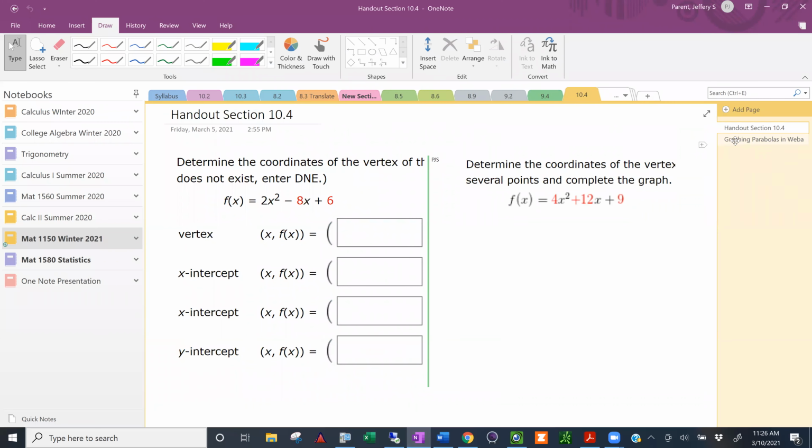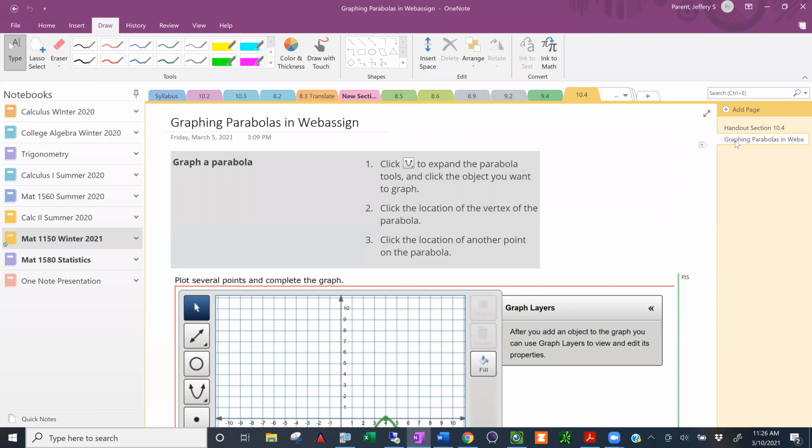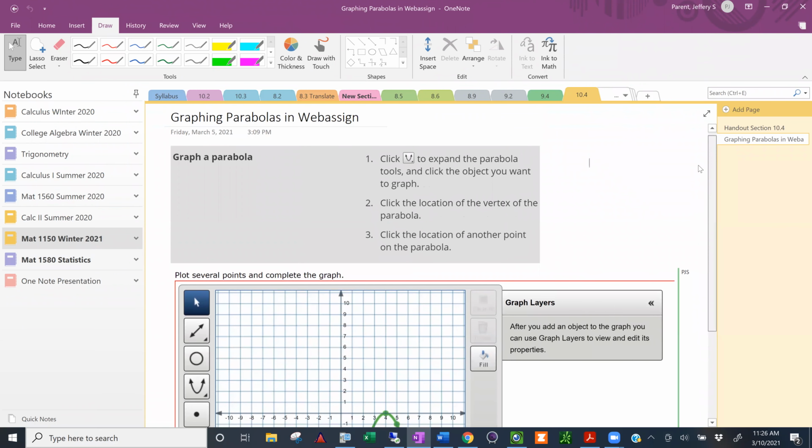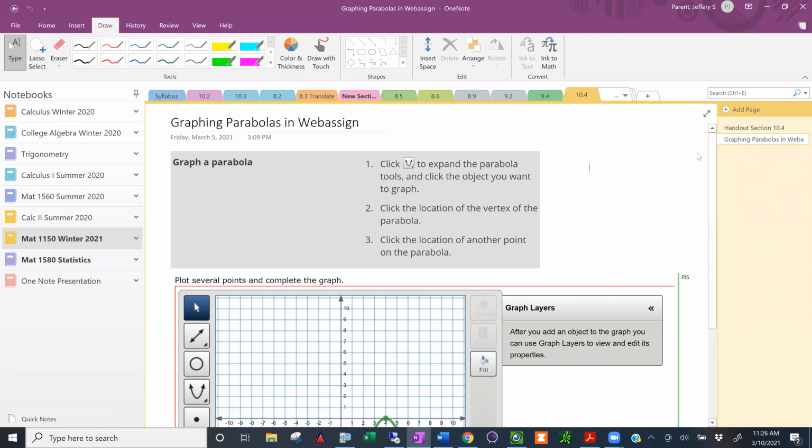Hi, Professor Parent, just to make sure I'm understanding the process you just went through, you were saying that in Webassign, it won't let us rescale the graph. And so to find the x-intercepts, we need to try different values to allow it to graph so that we can then let Webassign show us what the x-intercepts are.